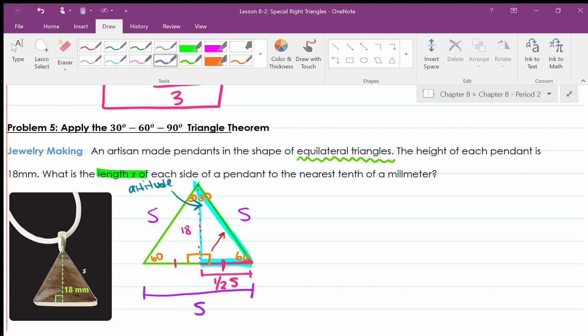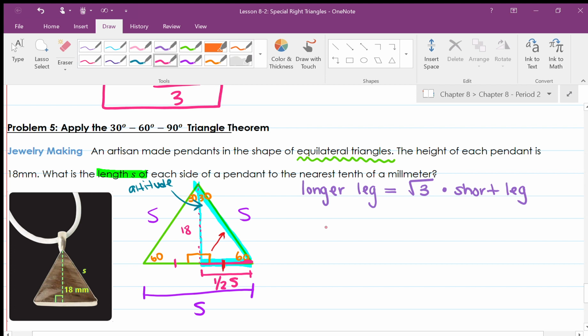So what do we have to do then? Okay, so according to our theorem, we know that our longer leg, which is actually the only thing that they're giving us, which is the 18 millimeters, the longer leg is equal to radical 3 times the shorter leg, correct? So let's plug in some pieces of information that we have here. The longer leg we've established is 18 millimeters.